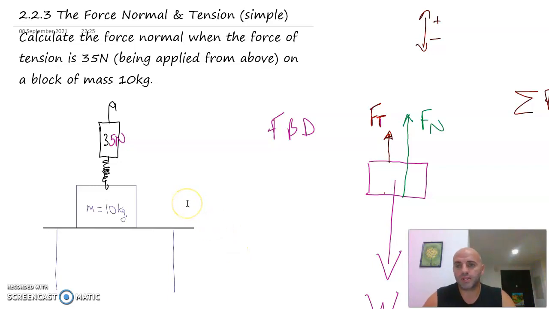Okay, so this is a simple example like the ones we spoke about in class the other day, where we've got a block resting on top of a table, and there's a spring scale that's applying a force of tension upwards, taking some of the weight of the block. So our job is to calculate the size of the force normal when the force tension being applied is 35 newtons, and of course that is being applied upwards from above.